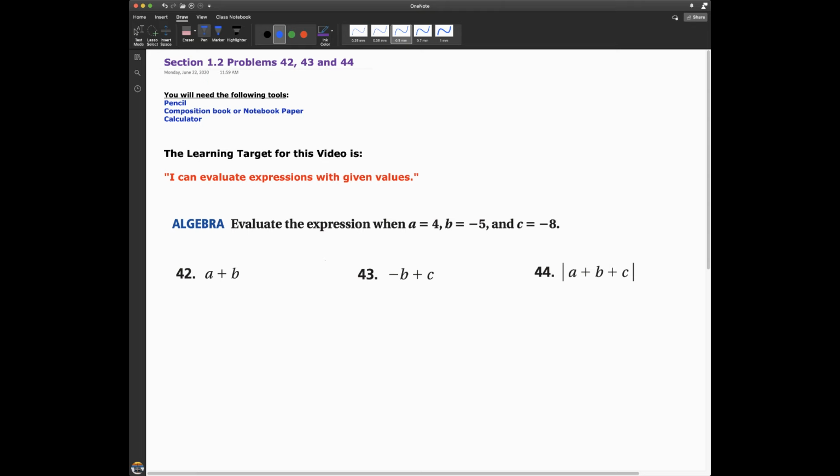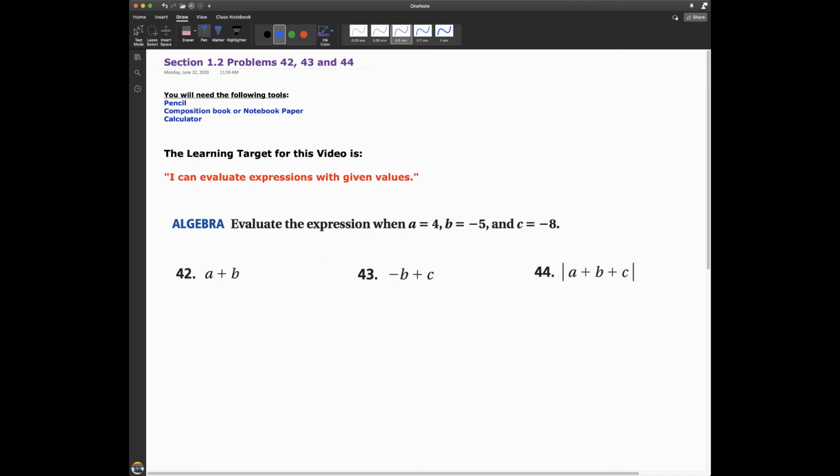This is problem 42, 43, 44. So you'll need a pencil, composition book, or notebook paper. You won't need a calculator for this, but you can have one handy. The learning target for this video is I can evaluate expressions with given values.